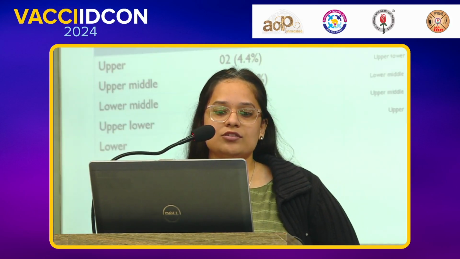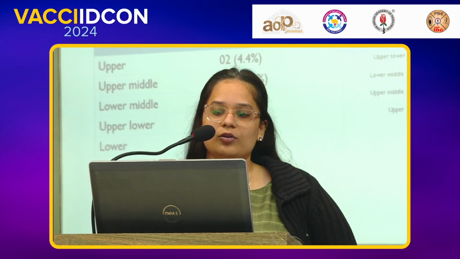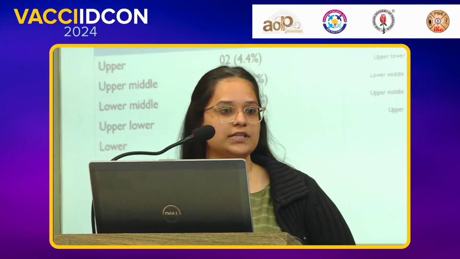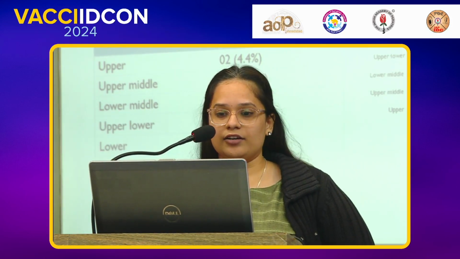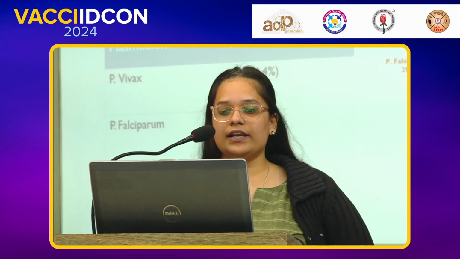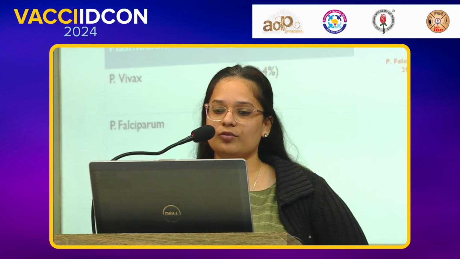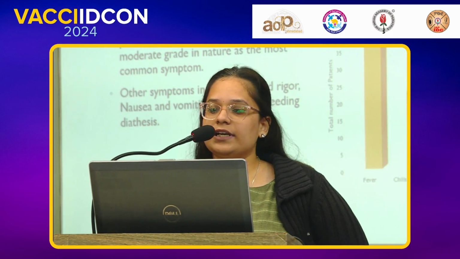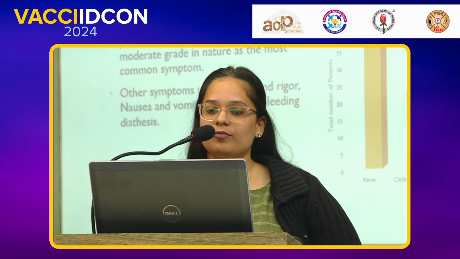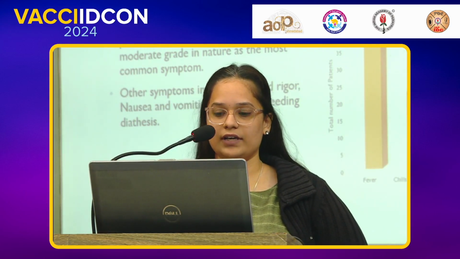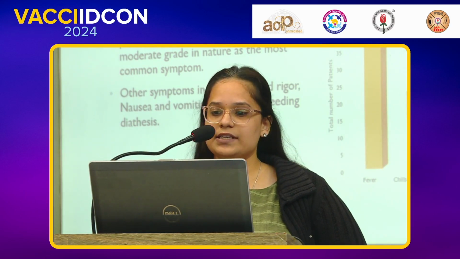Demographic distribution shows malaria is more common in lower socio-economic class due to poor sanitation and vector control. Among species of malaria, P. vivax is most common. Clinical presentation among malarial patients is most commonly fever, with chills and rigors being the second presentation.